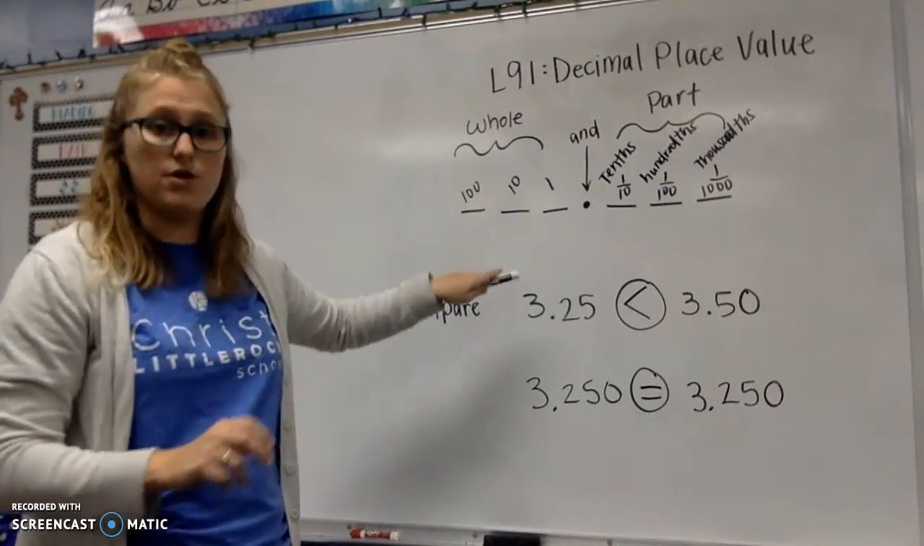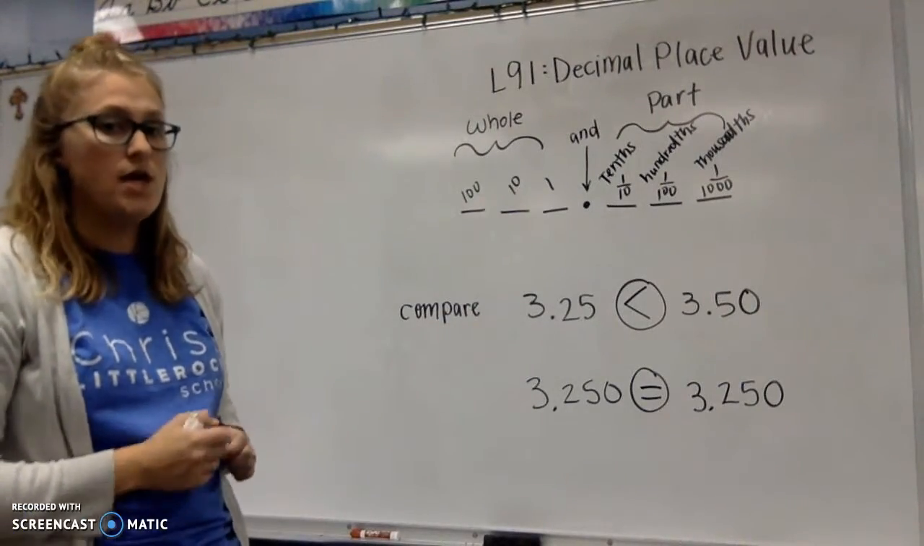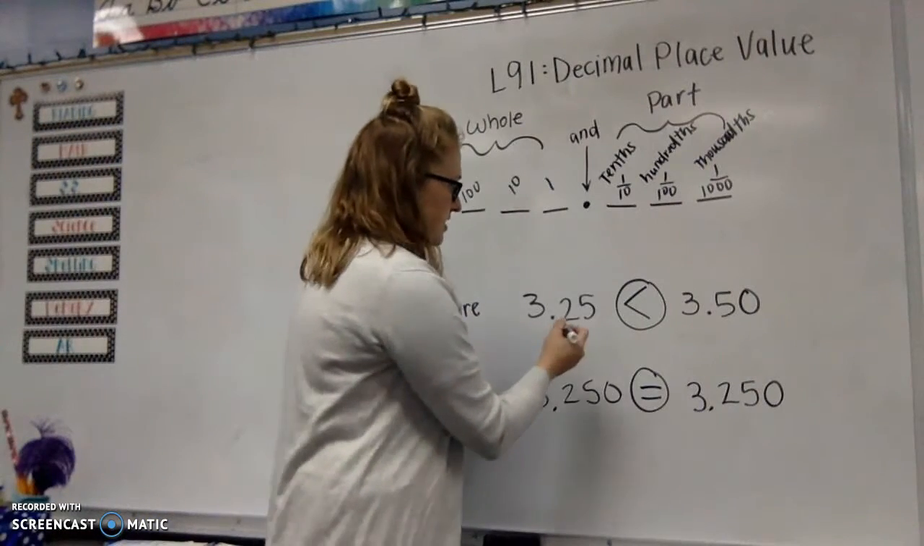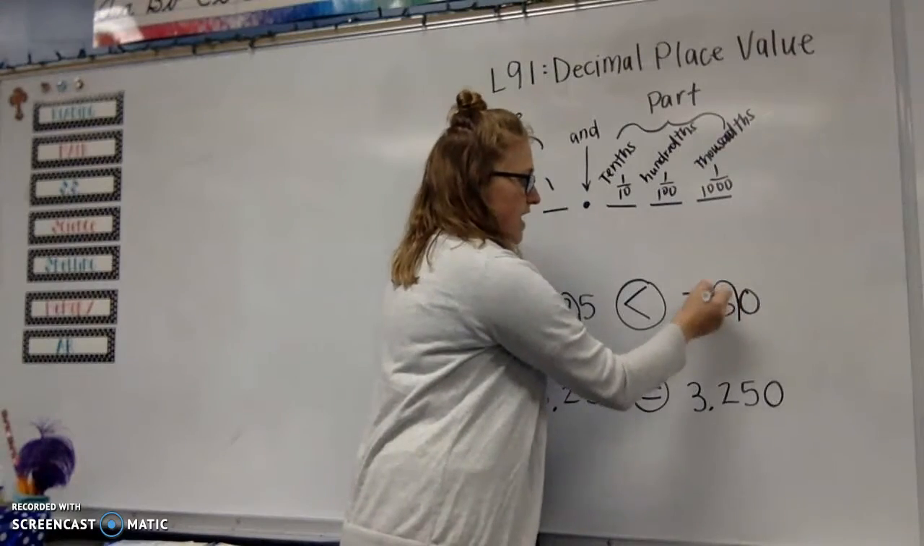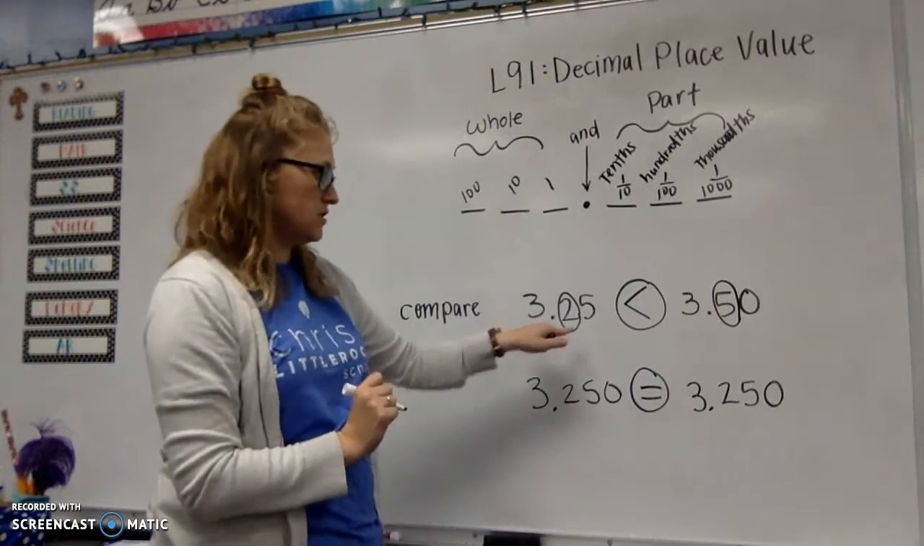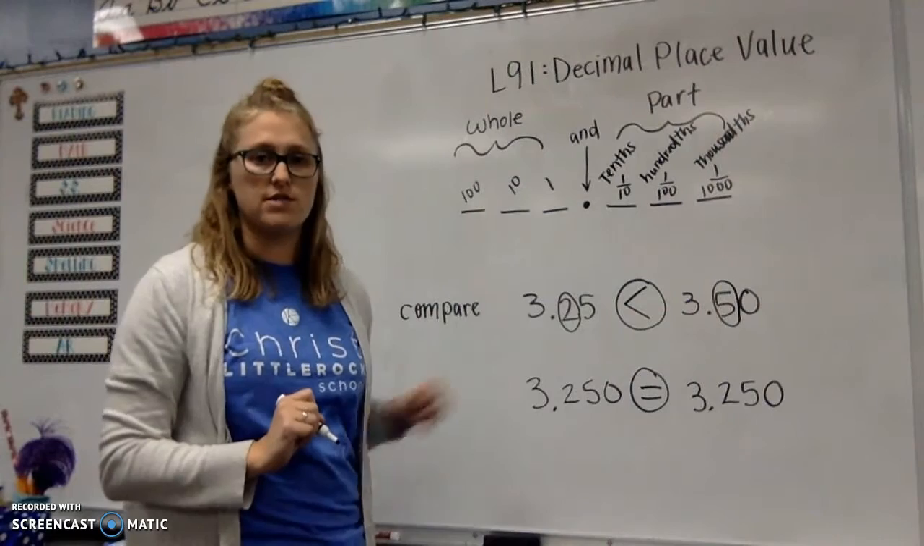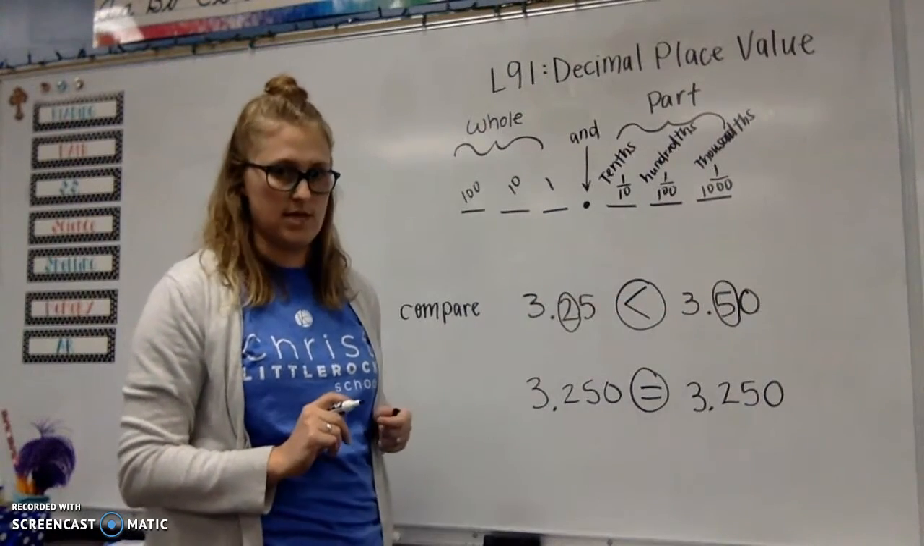Use this to help you. You can always refer back to it if you need to. You can also look at your tenths place. I have a 2 here and I have a 5 here. 2 is less than 5, so we know that this side is going to be less than this side.